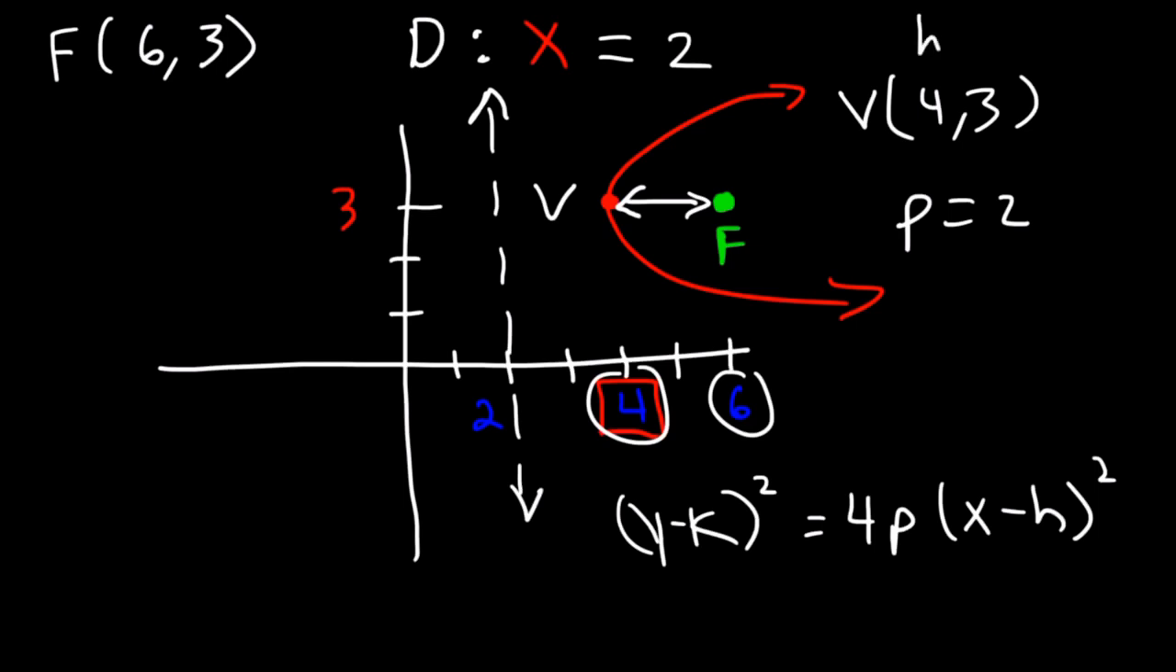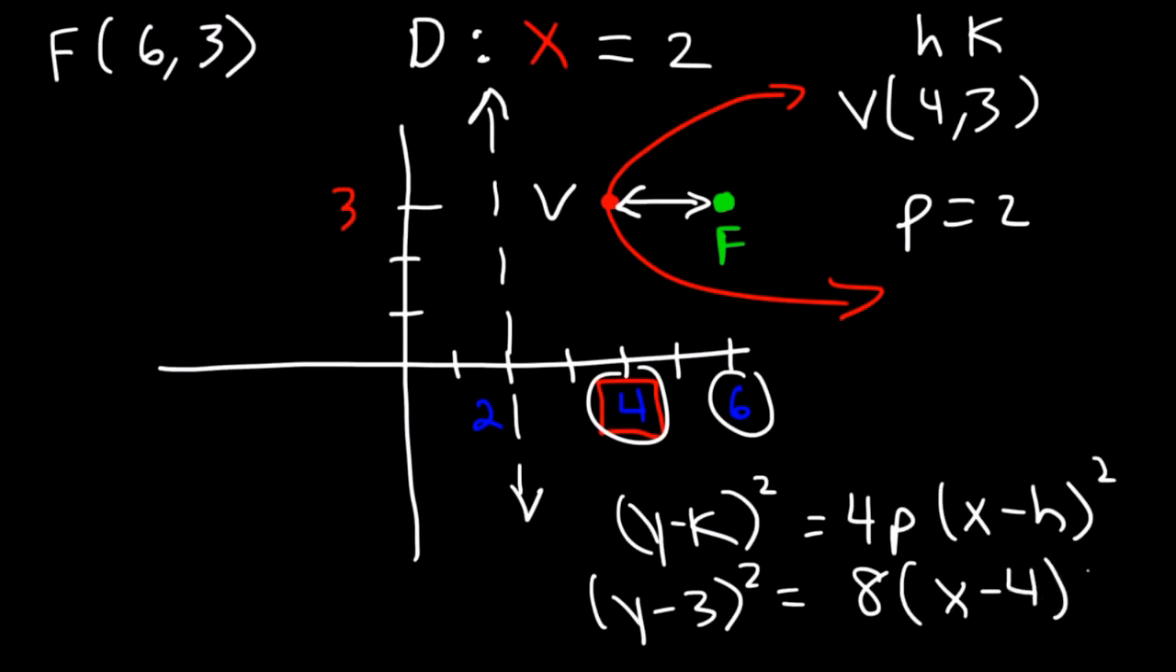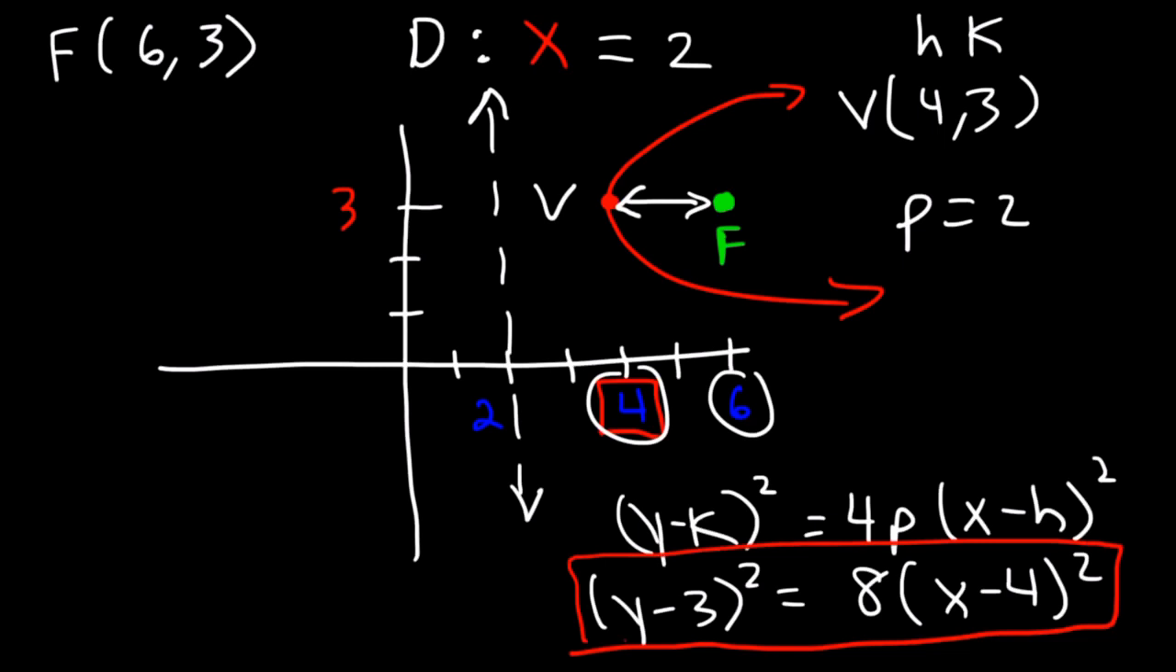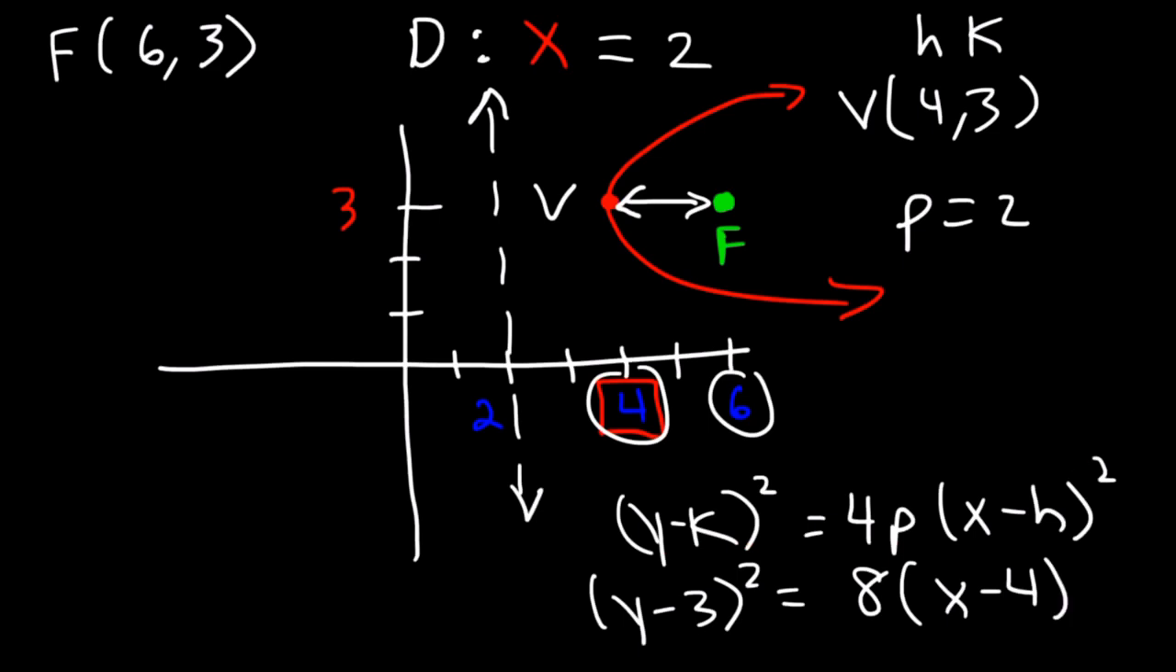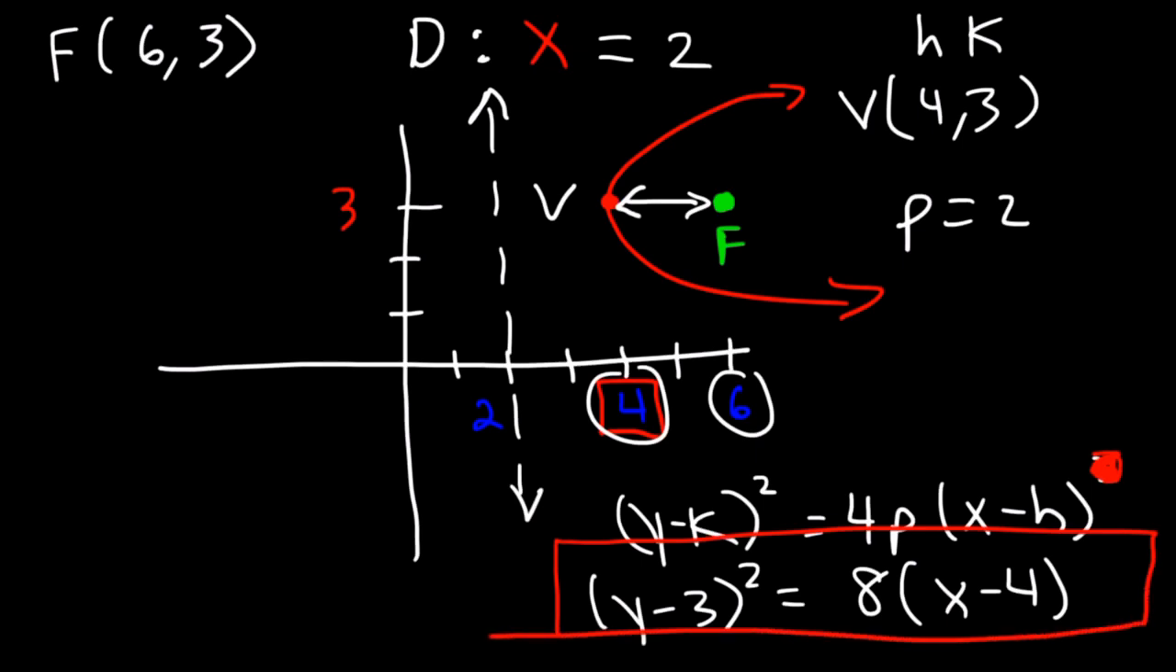And we have h is 4, k is 3. So this is going to be (y minus 3) squared equals 4p, or 4 times 2, that's 8, times (x minus h), and h is 4, so x minus 4. So that's the equation in standard form. Y minus 3 squared is equal to 8 times, oh wait, this is not supposed to be squared. So ignore this. So this is the equation: (y minus 3) squared is equal to 8 times (x minus 4). That's it.